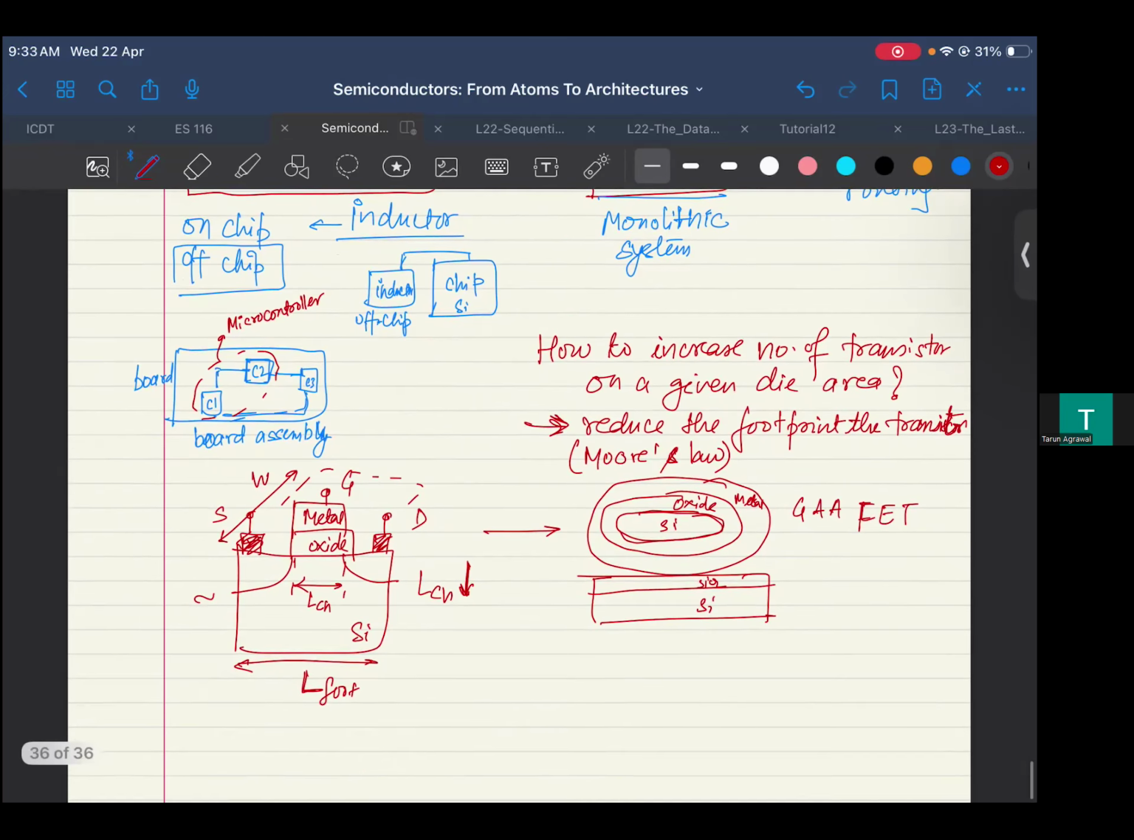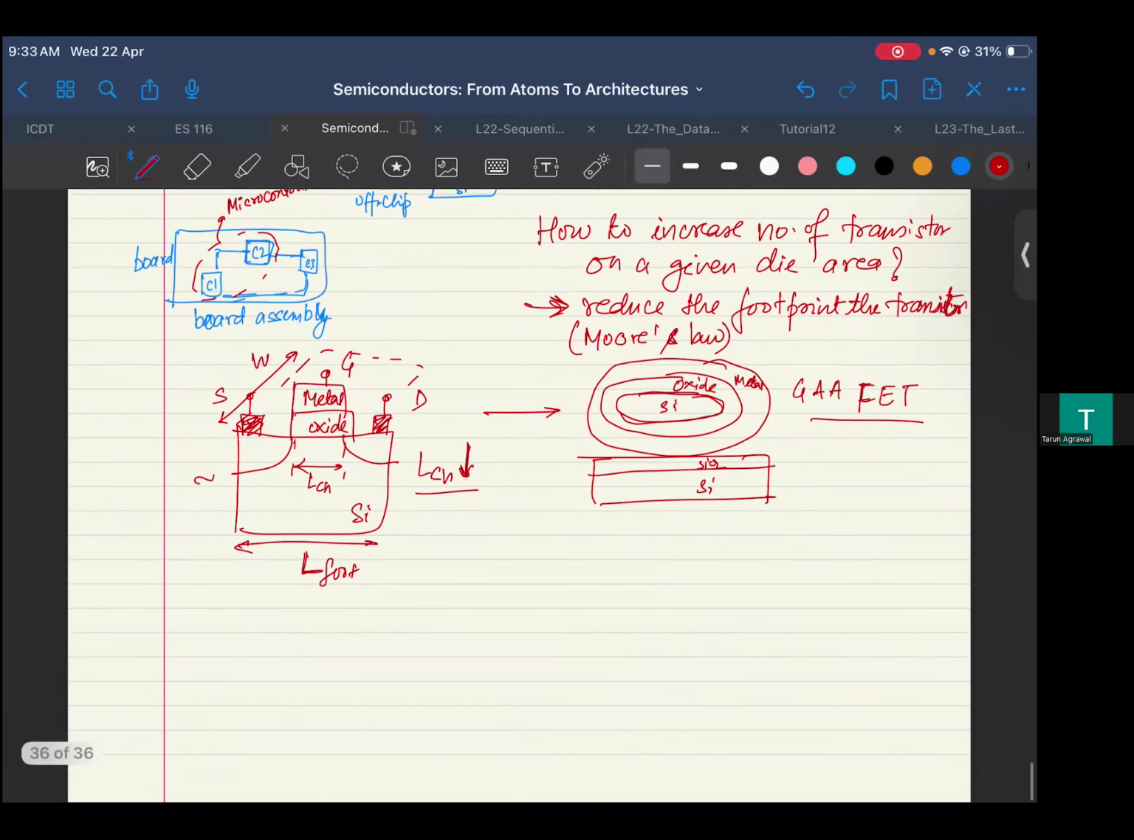So now the question which comes is that L foot is something I'm trying to minimize, and that is what I'm doing. By reducing the LCH, I can reduce it, and for doing that, I need to go for these newer transistors. Now, does it solve the problem to just make the transistor wrapped around? Can I increase the number of transistors in the given footprint?